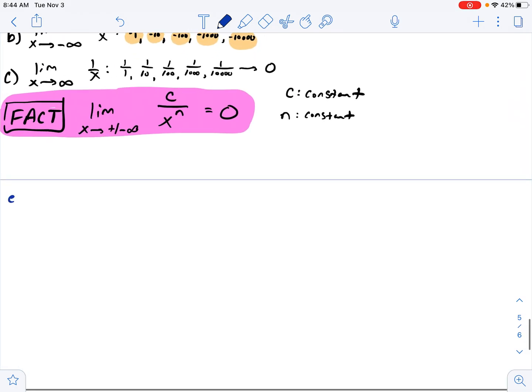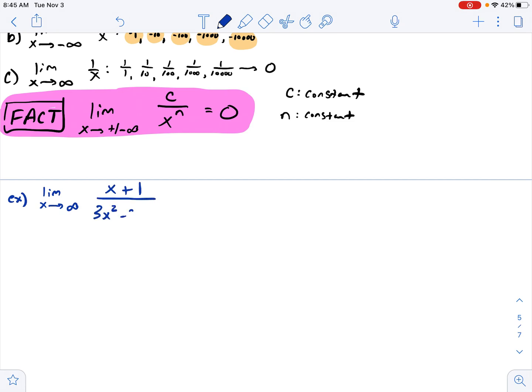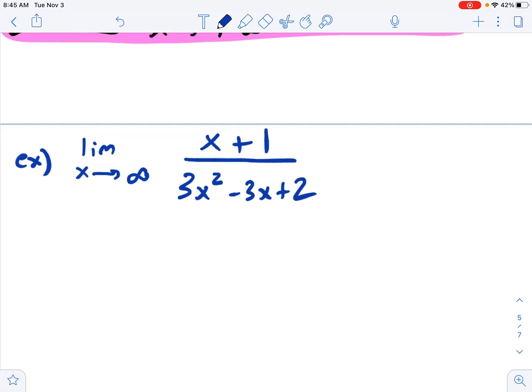Okay, so let's look at this first one. We're going to look at the limit as x approaches infinity of, say, x plus 1 over 3x squared minus 3x plus 2. Okay, so we're going to see what happens as x goes way out to the right. What does this function do? Okay, does it approach some number or doesn't it? Some of you might remember things from pre-calc, and you might have an idea of what the answer is, which is good. Okay, but let's see how we can arrive at that answer algebraically.